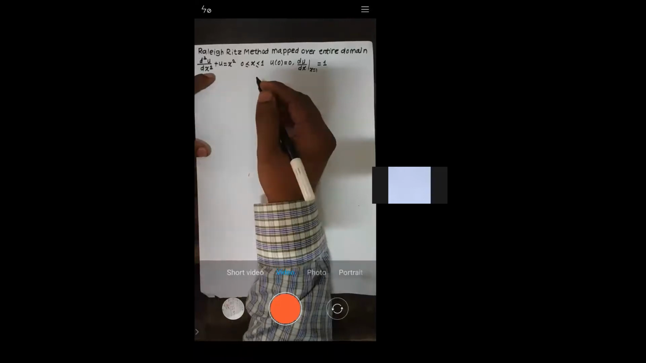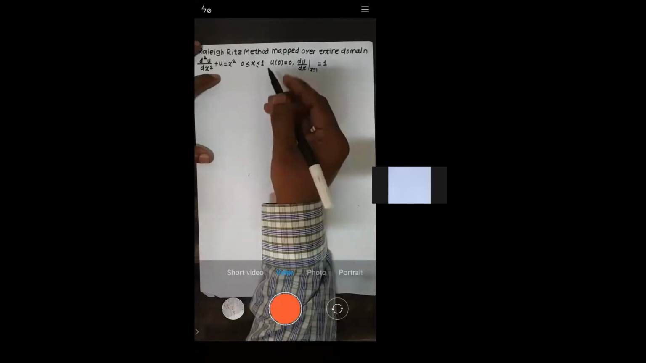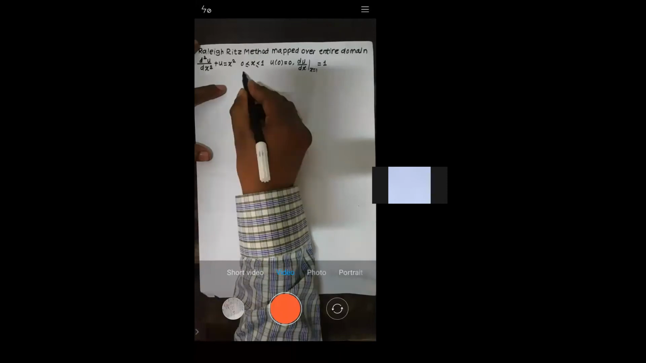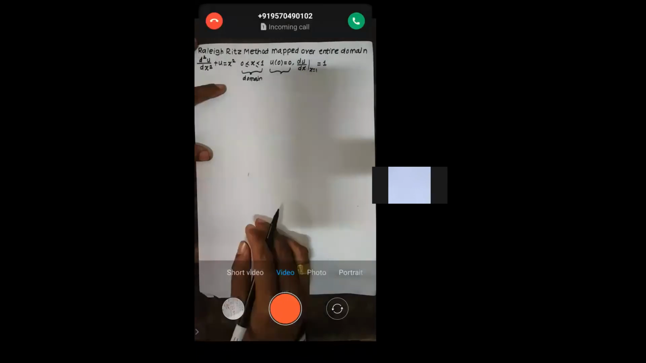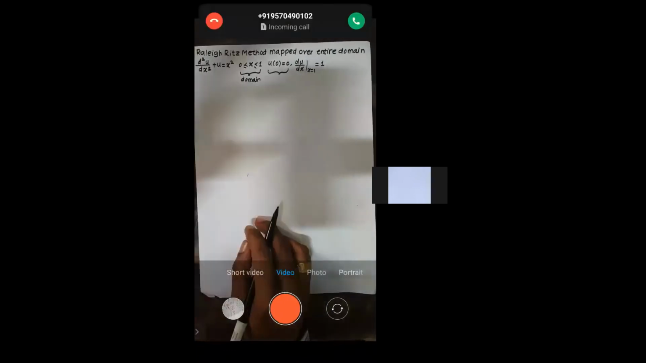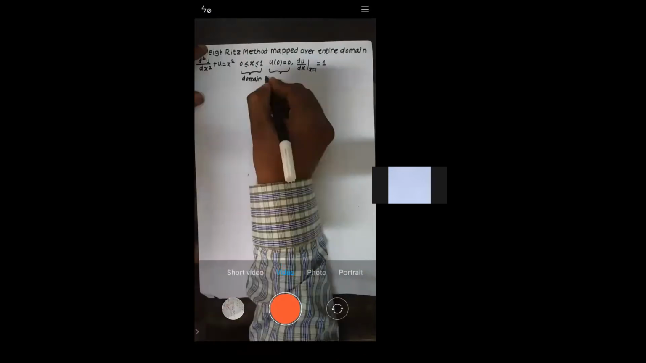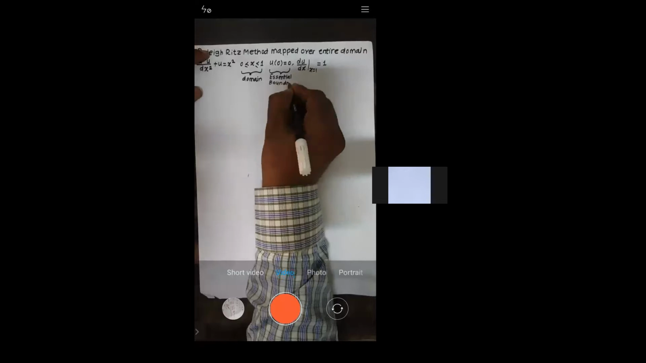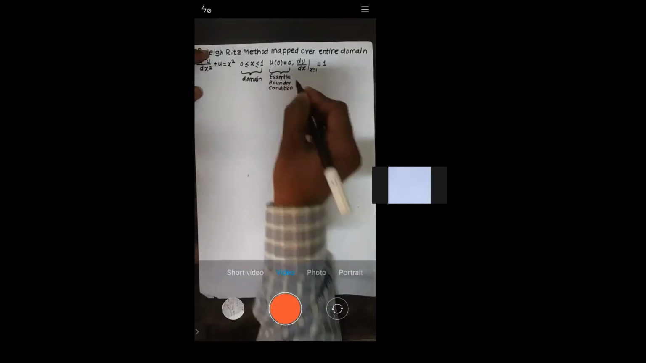You just see the given data. This is your domain, right? These two are boundary conditions. If you see this, this is an essential boundary condition. Can you understand this? This is an essential boundary condition.